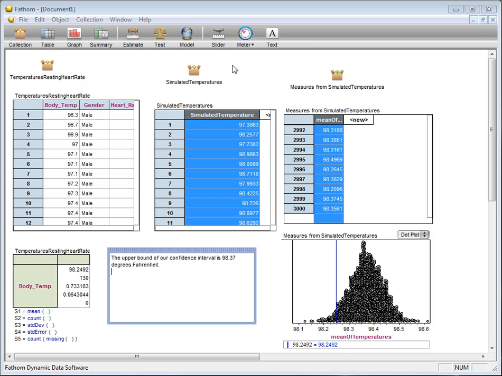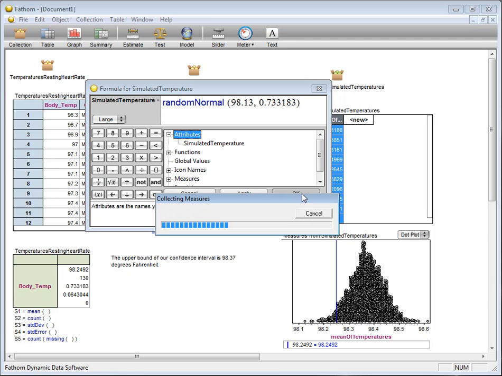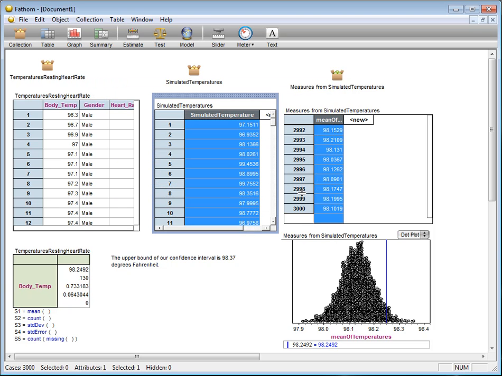So what I'm going to do is change my formula again. I'm going to right-click, edit the formula, and now change this to, let's say, 98.13. I'll press OK. And there are some things that are going to be messed up when we've done this because we have to modify the formula for our empirical p-value. Our blue line, which represents the sample mean with respect to the original set of data, is now in the right tail of the randomization distribution.